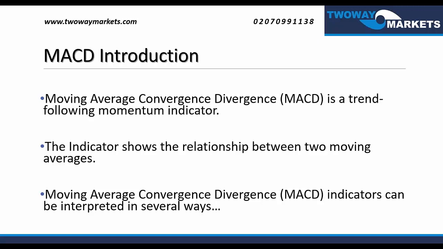Okay, perfect. So MACD stands for the moving average convergence divergence, and it is a trend following momentum indicator. So you can use it either to find out what the trend of the market is, or to find the momentum of a market. And essentially it shows the relationship between two moving averages. And I'm going to, of course, go through that in just a second with you. And it can be interpreted in several different ways.